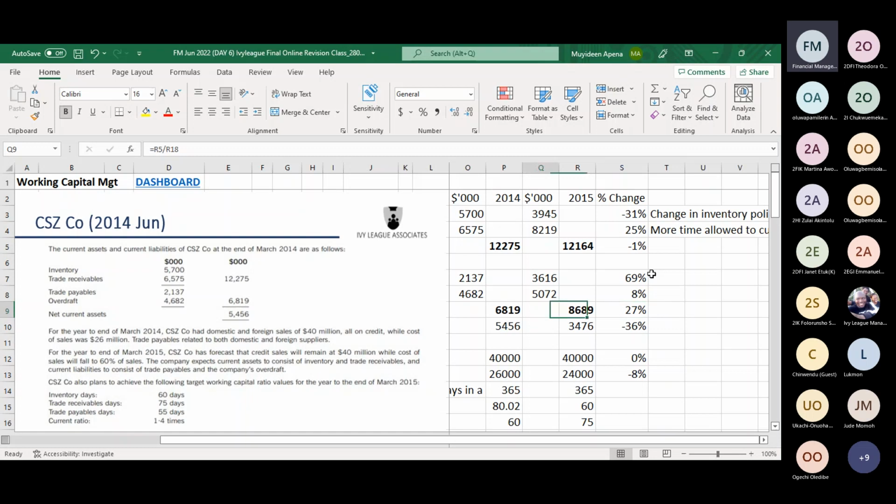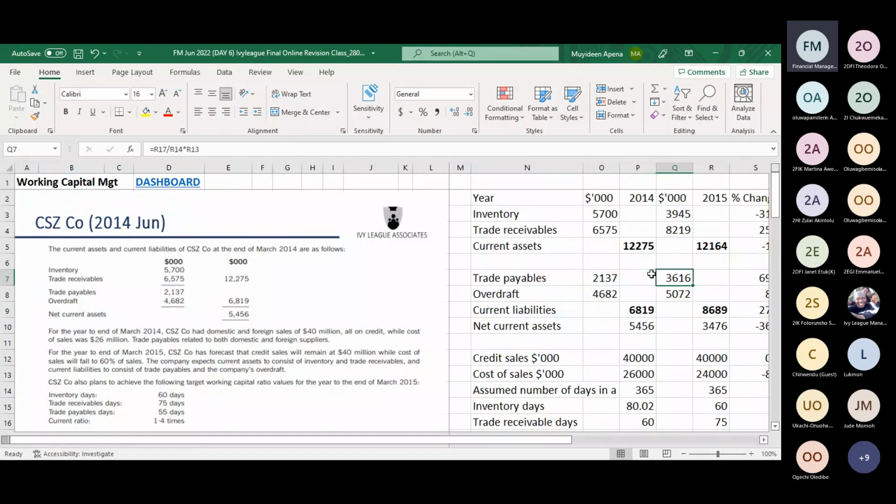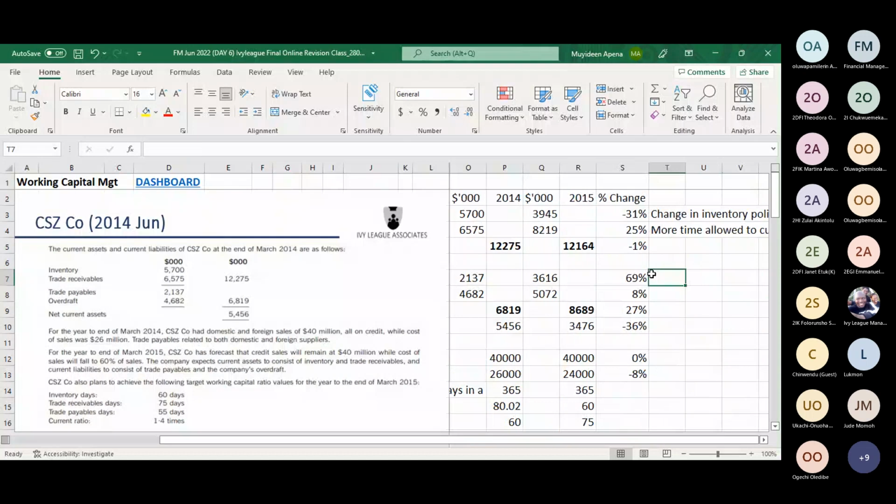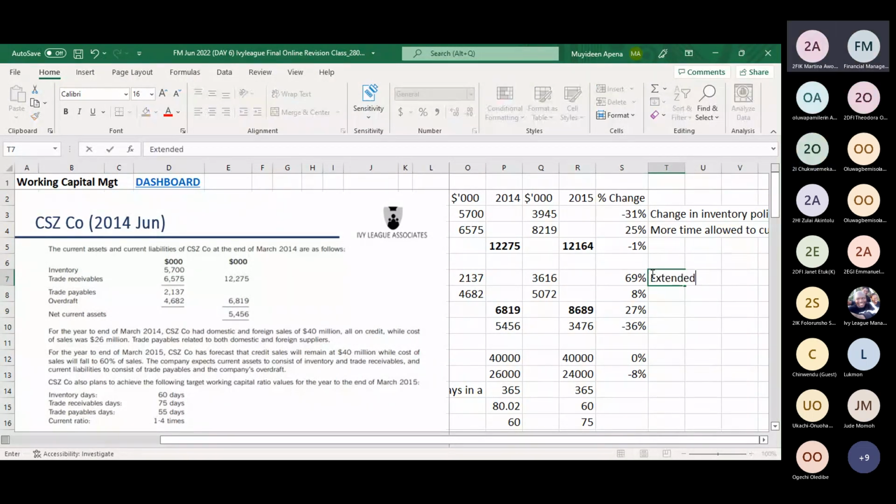Okay. So what happened to payables? There was an increase in payables. So increase in payables, what could have caused that? Them not paying their payables on time, and as a result, extended time granted by the supplier.